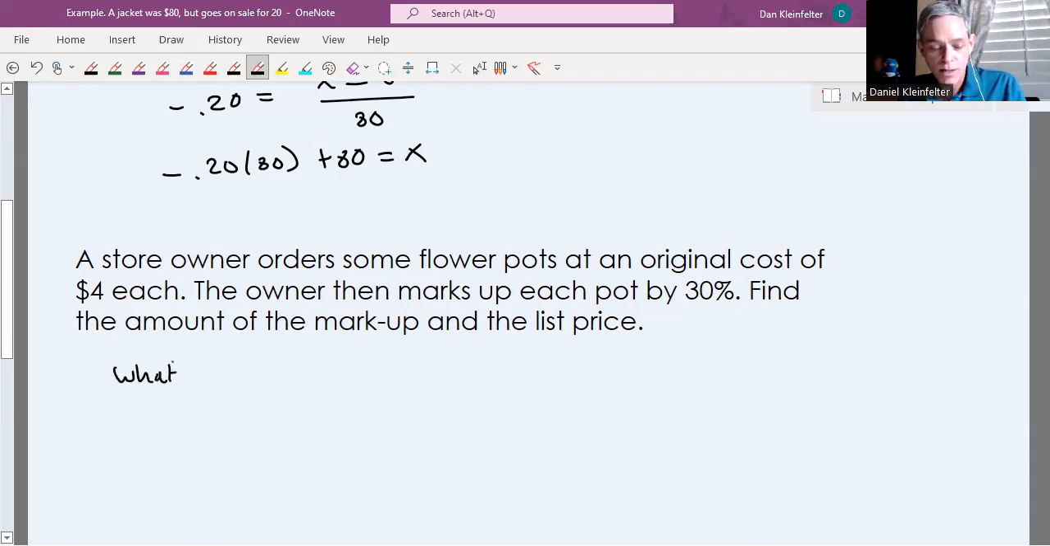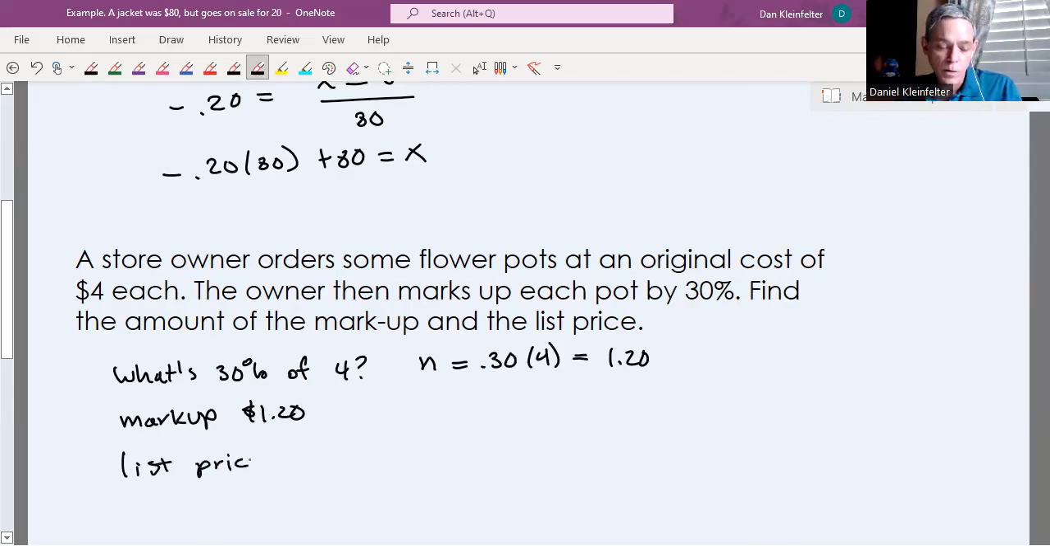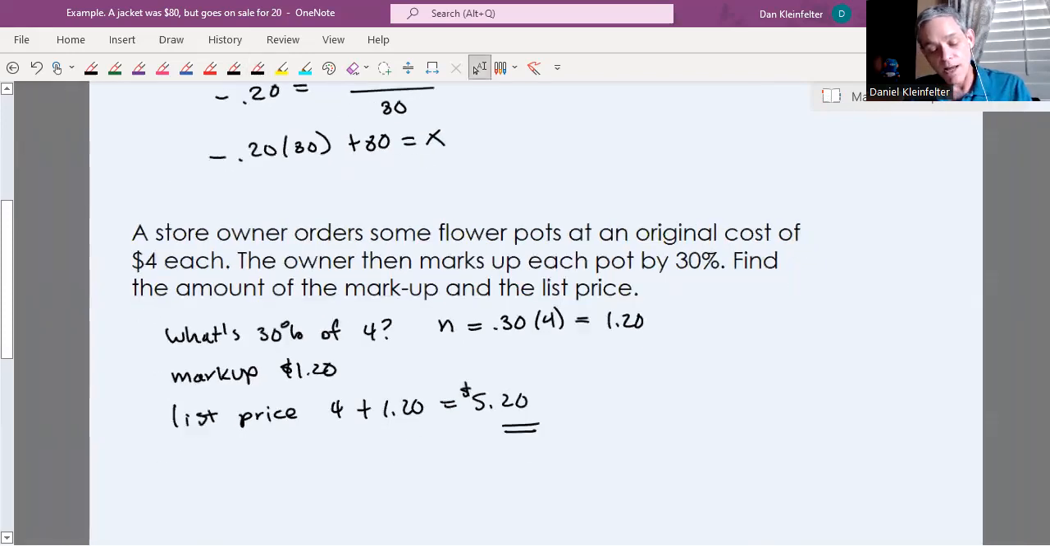So we need to know what's 30% of $4. Okay, so what is 30% of $4? So 3 times 4 is 12. That will be $1.20. So the markup on them is going to be $1.20. And so then the list price will be the $4 plus the $1.20, which is $5.20. Okay, all right, that takes care of that.